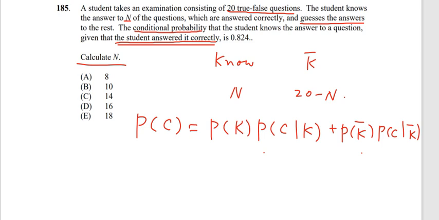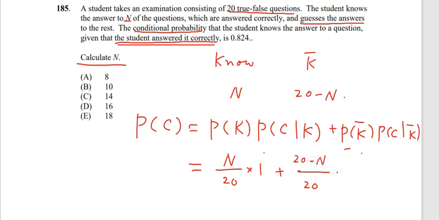Okay, so at first we just put this formula. The probability for knowing the answer is among 20, so N over 20. So the probability here is 1. And this, don't know the answer, is 20 minus N. Then he can pick the answer correctly with probability half, right? Because it's a true false question.